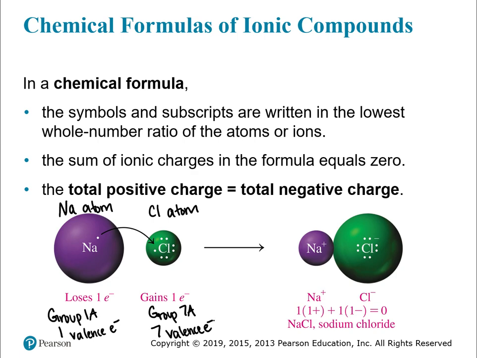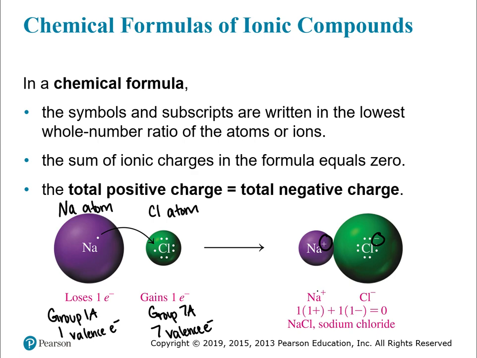Because it's a nonmetal, it's looking to gain electrons. Sodium says, hey, I got an electron here, you want it? And chlorine is like, yeah, I'll take it. So sodium transfers its electron to the chlorine, and now we've got a positively charged sodium ion and a negatively charged chloride ion.